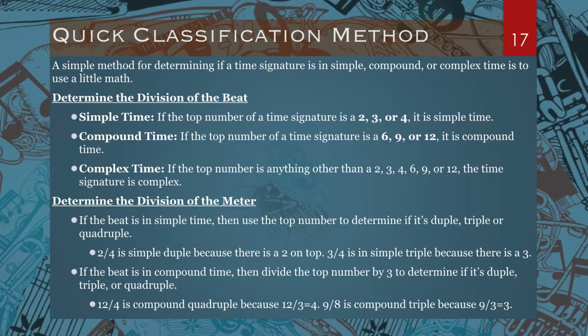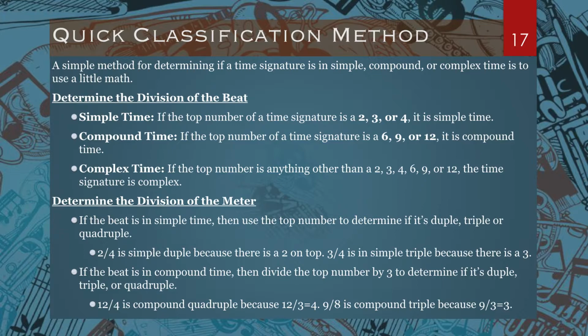The next thing you have to do is determine the division of the meter. If the beat is in simple time, then use the top number to determine if it's duple, triple, or quadruple. So for example, 2/4 is simple duple because there is a 2 on top. The 2 gives you the duple classification. 3/4 is simple triple because there is a 3. A 3 gives you the triple classification.